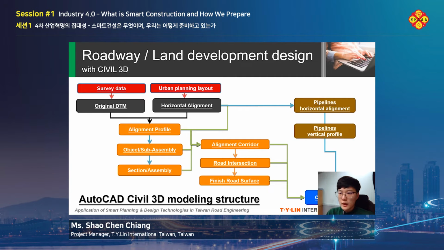For pipelines, after we have the horizontal alignment, the pipeline will develop its own horizontal alignment as well, and its own vertical profile as well. And combined with the roadway corridors and the pipeline networks, we can generate the combined models.